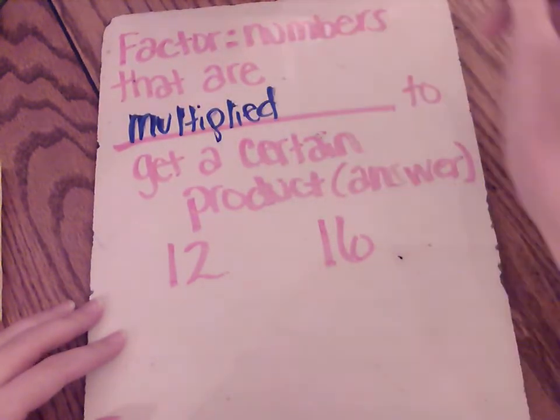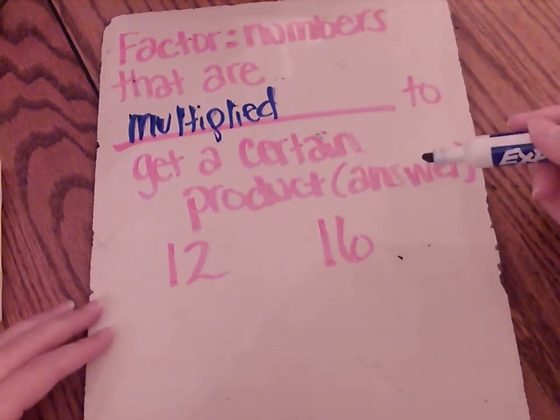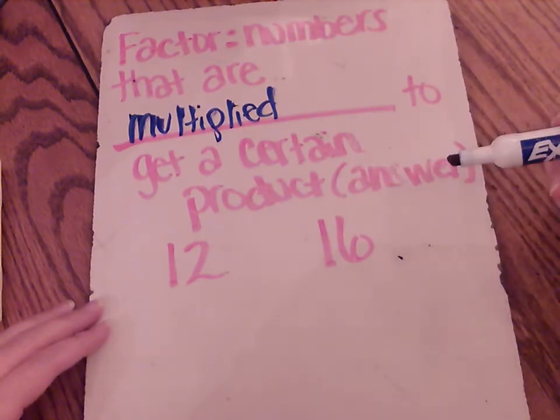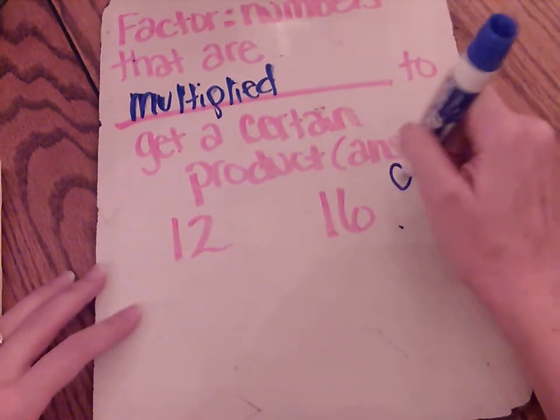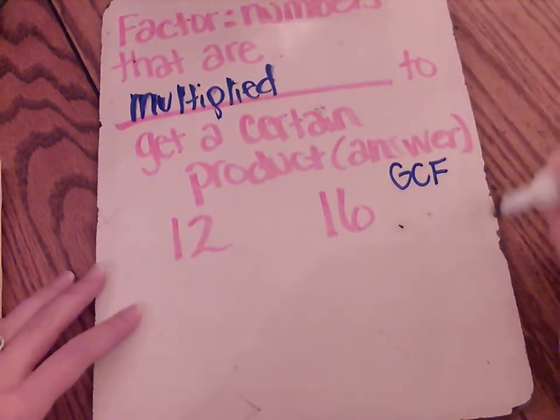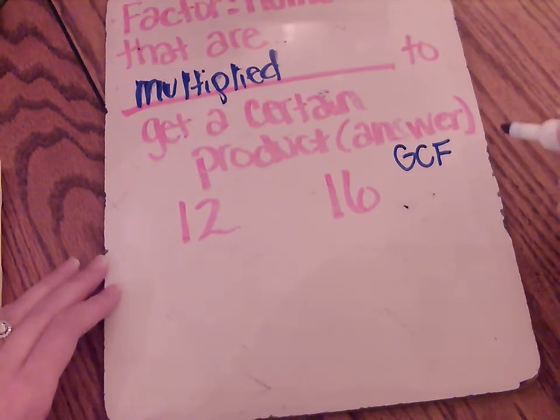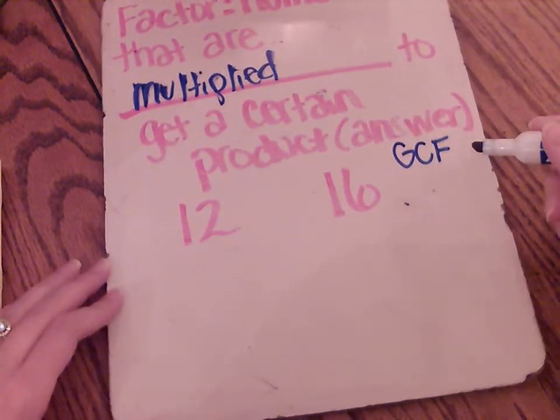Okay, so factors are numbers that are multiplied to get to a certain product or an answer. It's just another word for it. Okay, so if I wanted to find the greatest common factor, GCF, of 12 and 16, this is how I'd go about doing it.